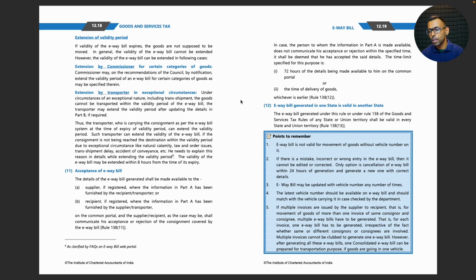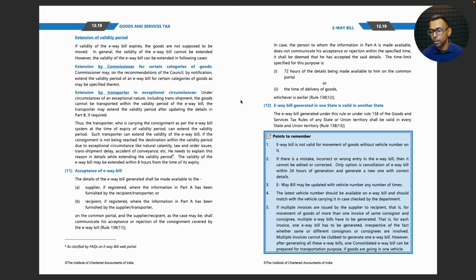Rule 138, Sub-Rule 12. E-way bill generated in one state is valid in another state. The e-way bill generated under this rule or under Rule 138 of the GST rules of any state or union territory shall be valid in every state and union territory.